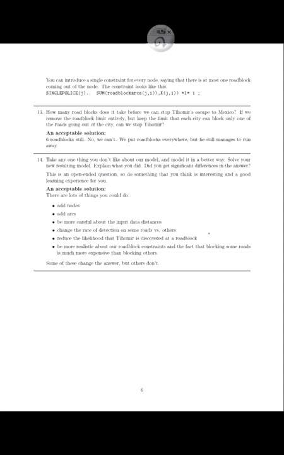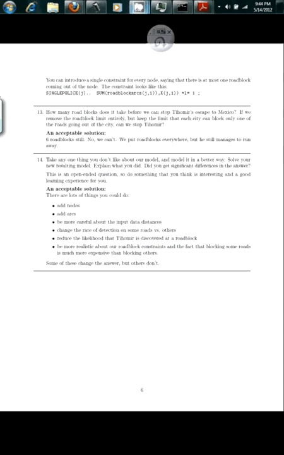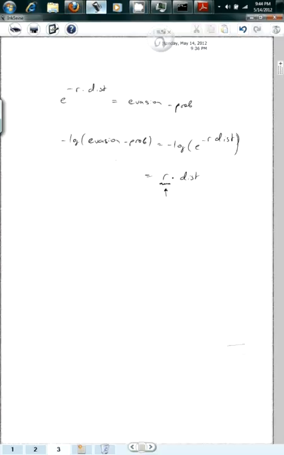We could be more realistic about our roadblock constraints and the fact that blocking some roads is more expensive than blocking others. So what I mean by that is suppose that we have 30 policemen and blocking one road takes 5 policemen because it's kind of a big road, but blocking a different road takes only 2 policemen because it's a small road. So the way that you could do something like this is by introducing a constraint like this.